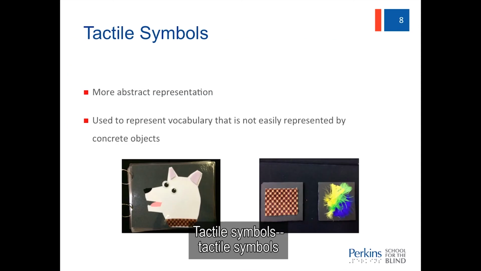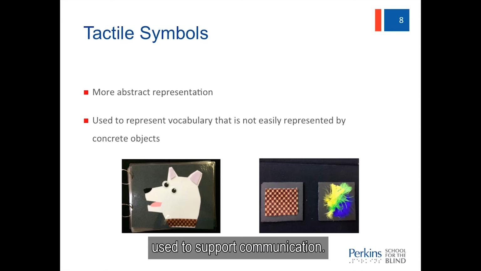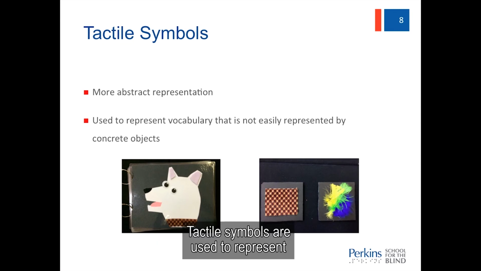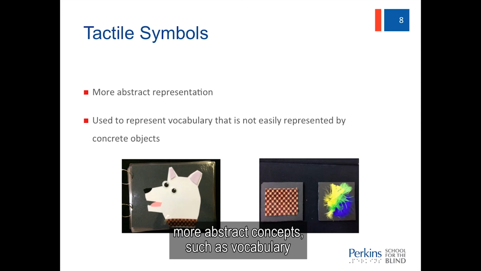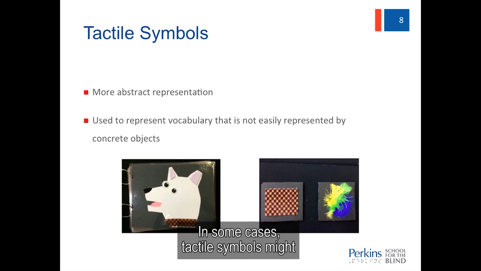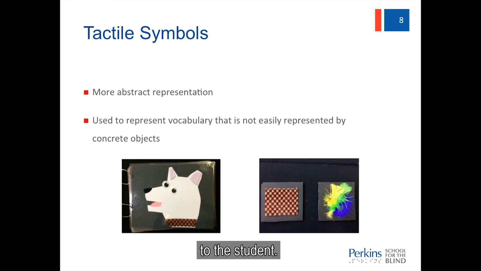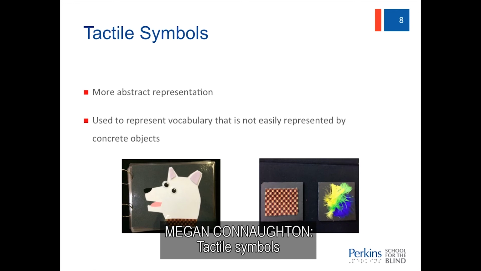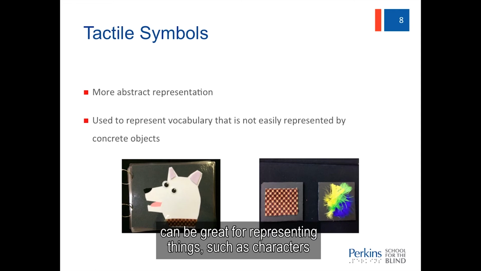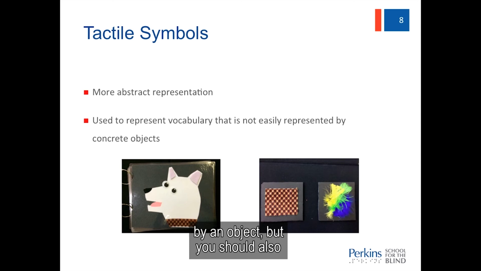Tactile symbols. Tactile symbols refer to a wide range of materials that can be used to support communication. Tactile symbols are used to represent more abstract concepts, such as vocabulary that is not easily represented by concrete objects. In some cases, tactile symbols might spark an experience or a memory that can provide understanding to the student. Tactile symbols can be great for representing things such as characters within stories that aren't easily represented by an object.